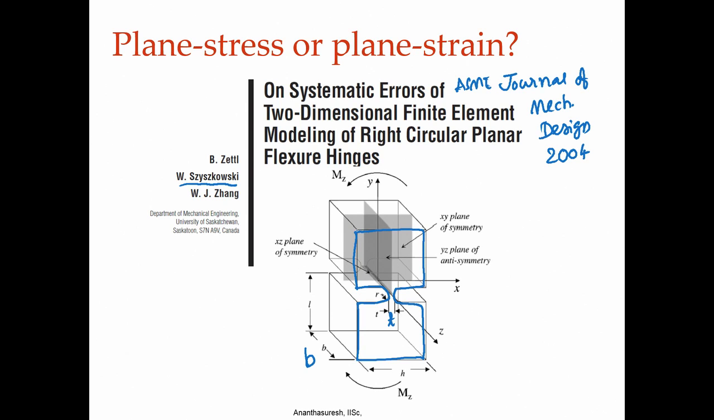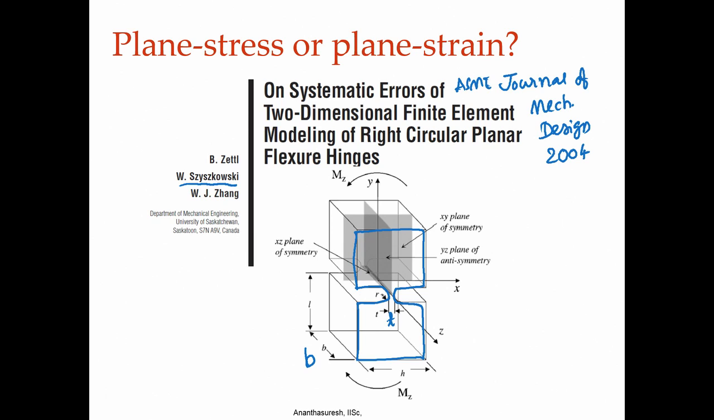Either way, whether you use plane stress or plane strain, you will incur error, and in fact they compared for various values of this B and T how this error changes. Sometimes you could be very close, sometimes you could be very wrong. It was quite interesting and quite revealing that if you blindly assume that all planar compliant mechanisms can be modeled with only plane stress elements, sometimes you can get as much as 10 to 12% error, sometimes even more.